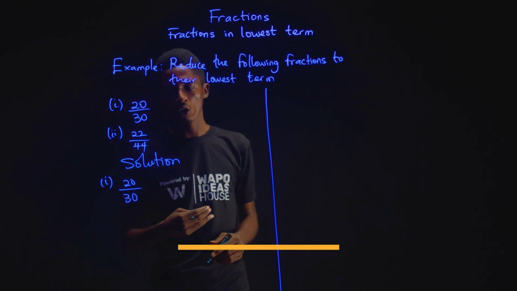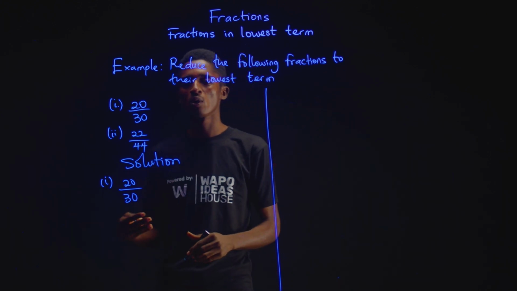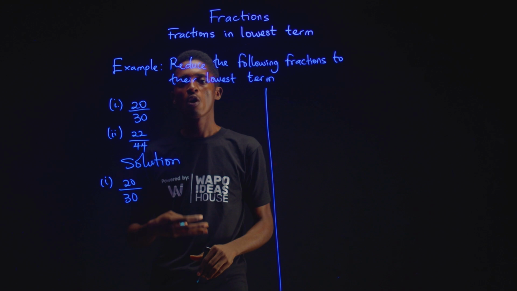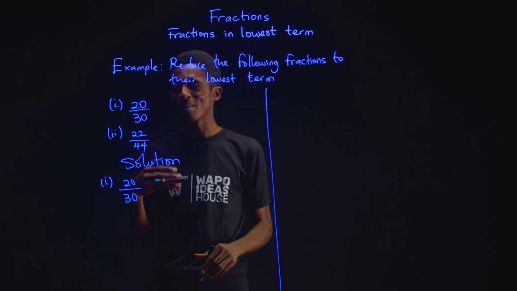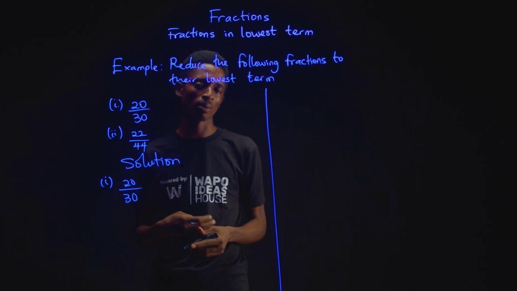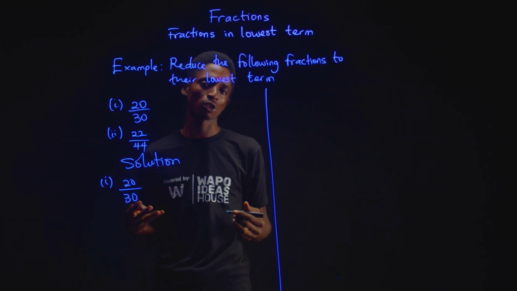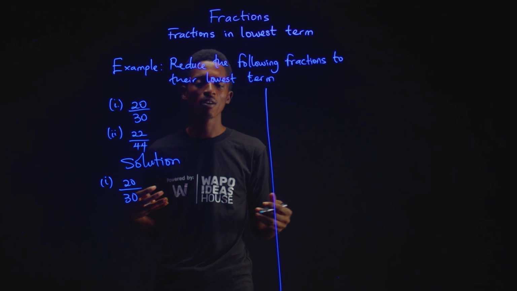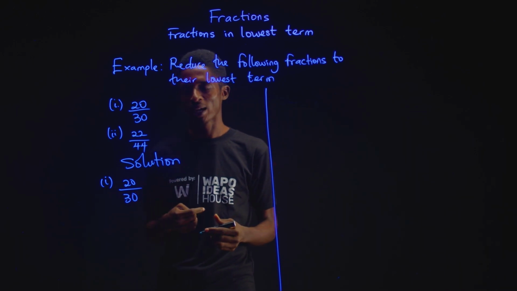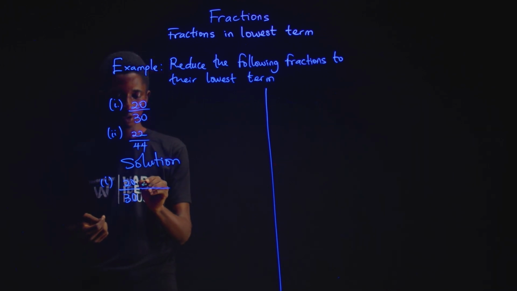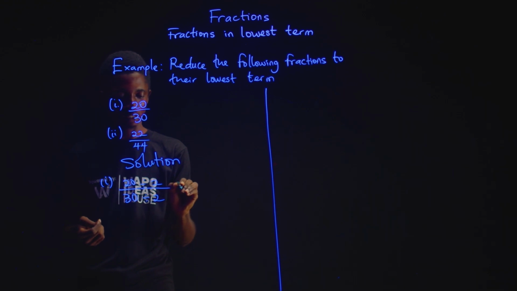And as said before, to reduce a fraction to its lowest term, you will divide the numerator and denominator by the same number, which is a factor of both numbers. And you do this until you have gotten to the lowest possible fraction that does not have any further factor that they can be divided by. So in this case, let's start with a common factor of 2. So we divide the numerator by 2 and the denominator by 2.